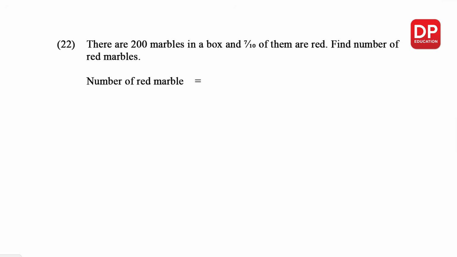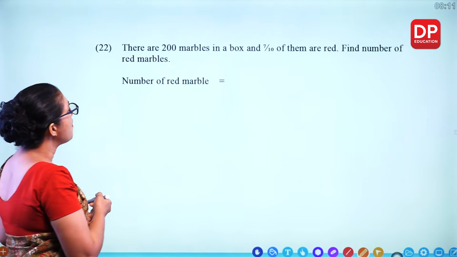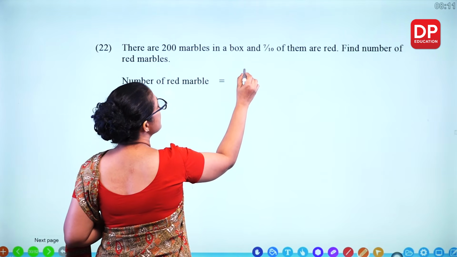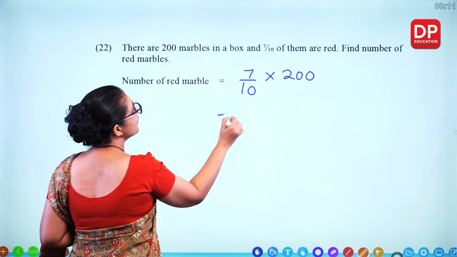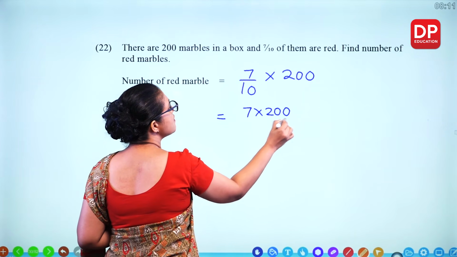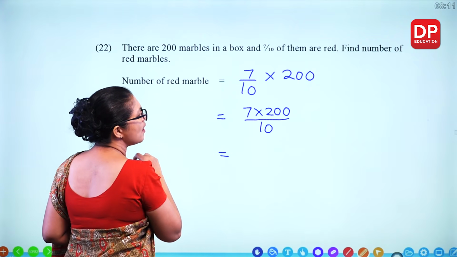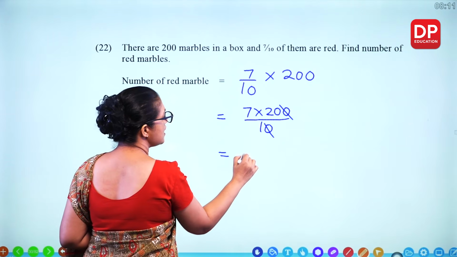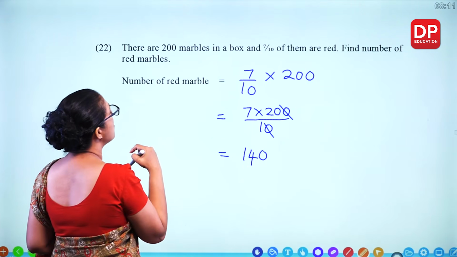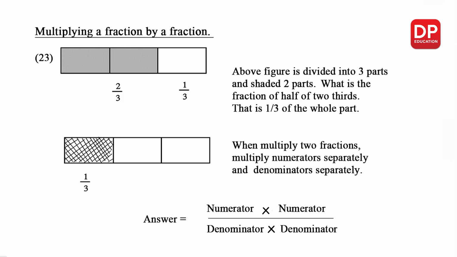Another one. There are 200 marbles in a box. 7/10 of them are red. Find the number of red marbles. Number of red marbles are 7/10 of 200. So you can write 7 into 200, divide by 10. Now divide by 10, you get this one. 7 times 20, 140 marbles are red. Now we'll look at how we multiply a fraction by another fraction.